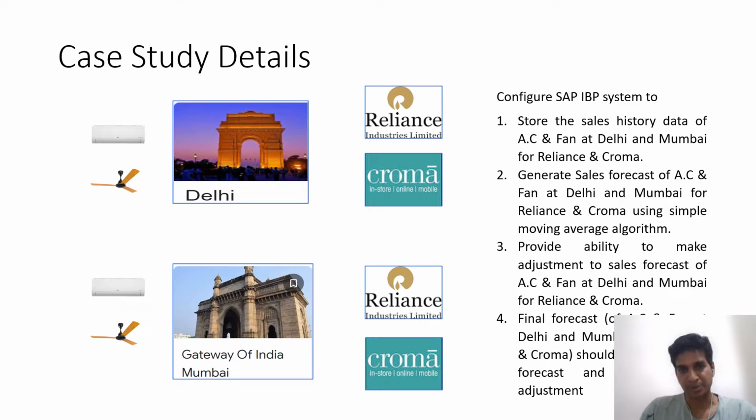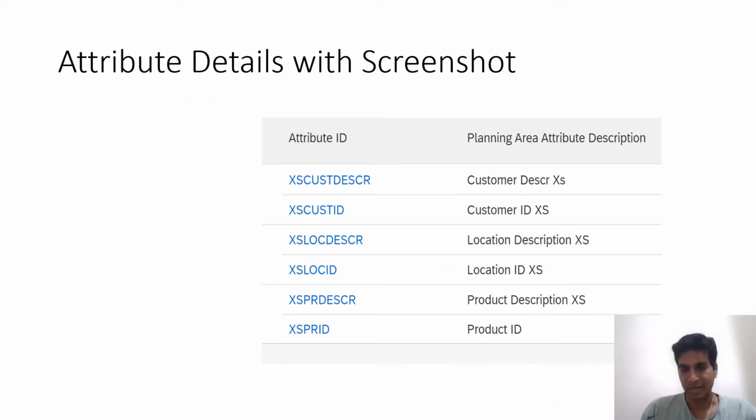So for that purpose, we are going to configure the IBP system, in which there are a few configuration steps, and the first step is about creating the attributes. So in order to configure IBP for supporting the process, we need to define 6 attributes as shown below. First, two of them belong to product, so product ID and product description. Then for location, we have location ID and location description, and customer ID and customer description. So all these 6 attributes will help us to configure the IBP system as we proceed further.